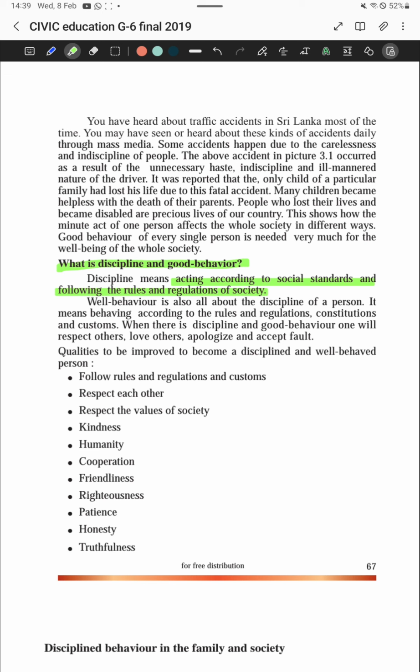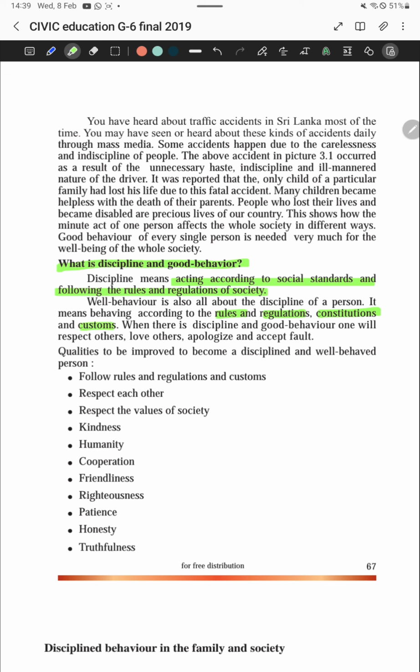You have to act according to social standards and the rules and regulations of the society. So that is called discipline. But good behavior is also all about the discipline of a person, right? Good behavior is the same thing: behaving positively and very neatly with no problems, right? Behave well, right? So constitutions and customs, right?